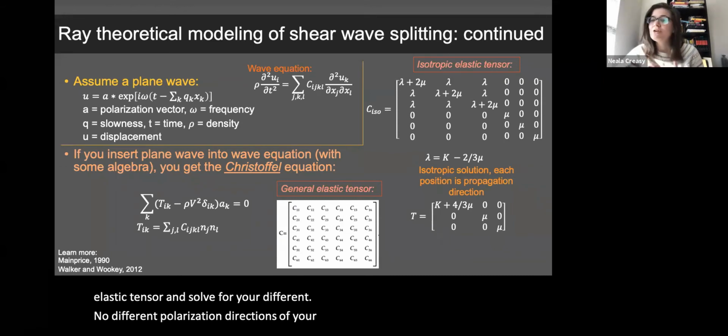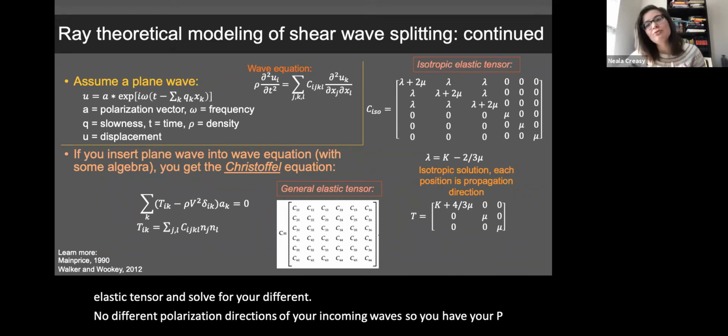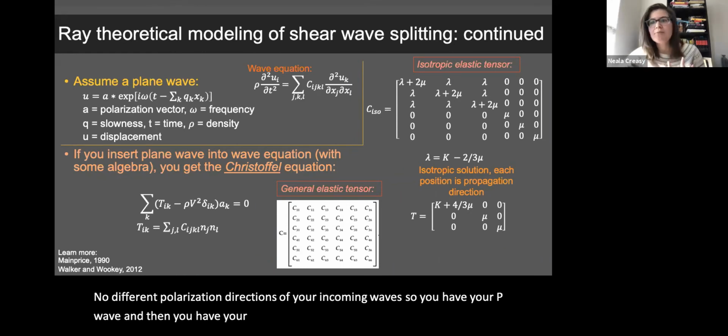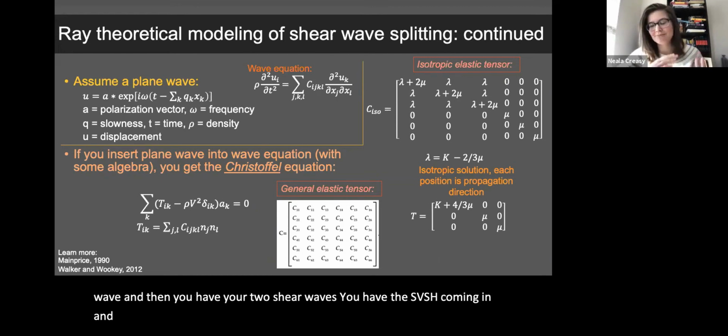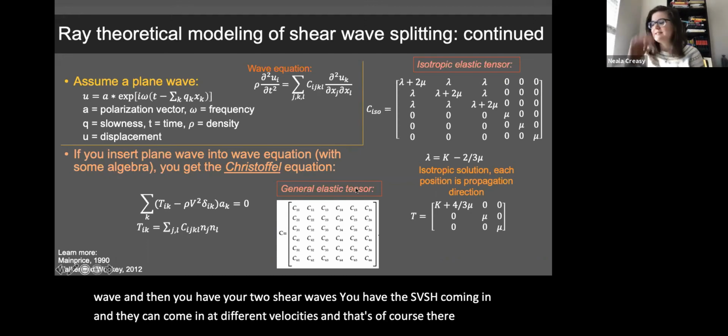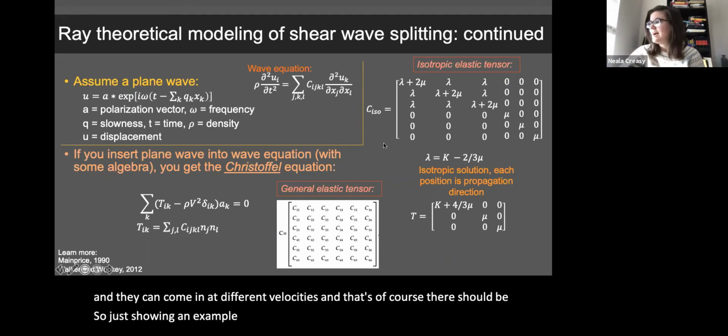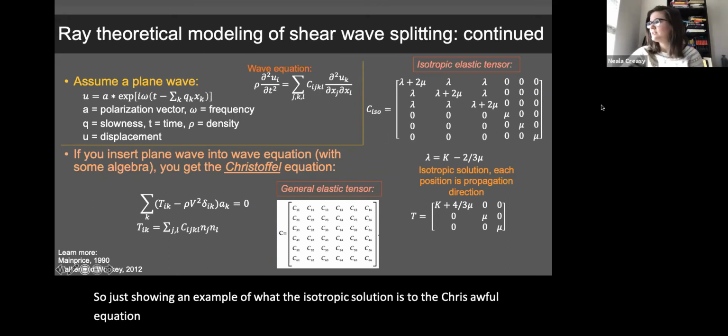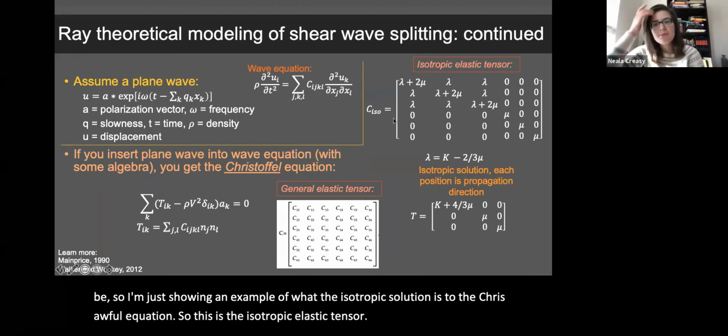So you have your P wave, and then you have your two shear waves, the SV and the SH coming in, and they can come in at different velocities, which is of course the anisotropy. I'm just showing an example of the isotropic solution to the Christoffel equation. This is the isotropic elastic tensor, and lambda and mu are the Lamé parameters.